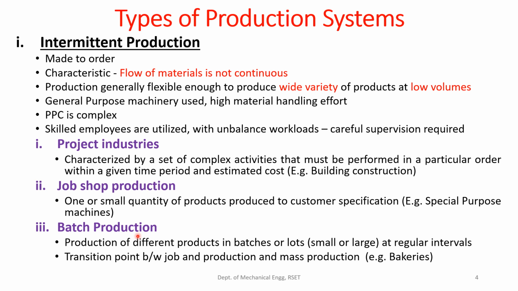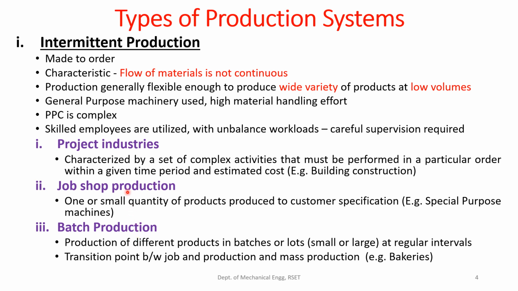In project industries, they are only dealing with construction of a single product, whereas in a job shop, it is either one or a small quantity of a single product. Now, at the same time, there will be multiple products being processed by a job shop production system.